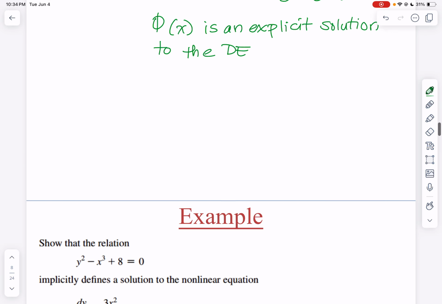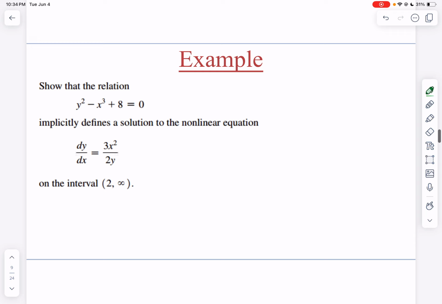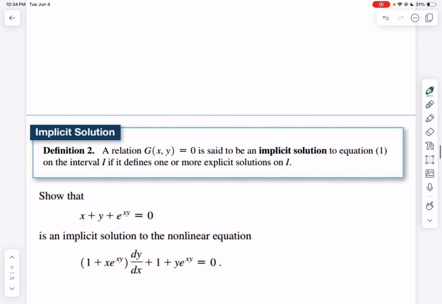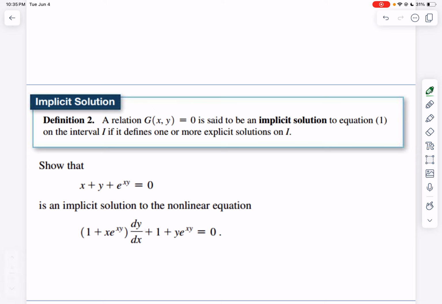Okay, now let's look at another example. Show that the relation y squared minus x cubed plus 8 equals 0 implicitly defines a solution to the nonlinear equation. So basically, let's first talk about what an implicit solution is. So here we have a relation, and it basically is a function of more than one variable. And so basically these solutions are embedded in a given solution.